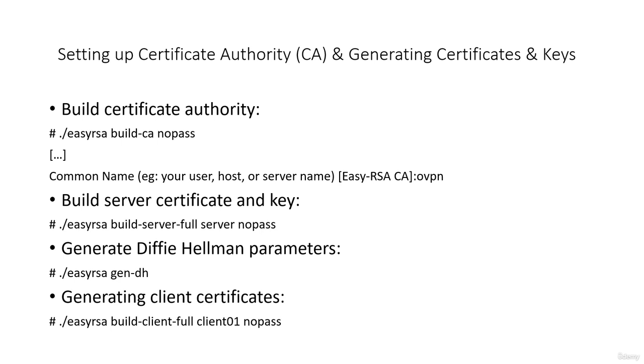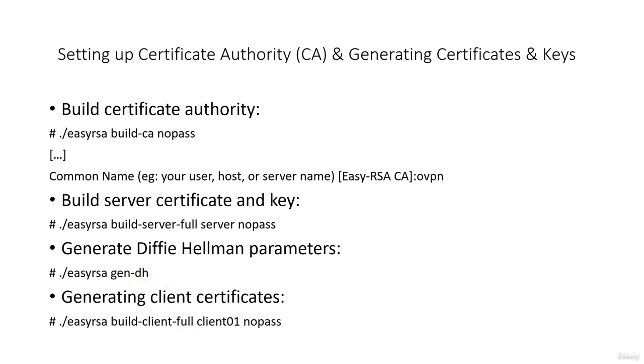Then we need to generate the Diffie-Hellman parameters, which is easy. This line in the command prompt will generate a Diffie-Hellman. And then at the end we need to generate our client certificate, which is this, and this will generate all the client certificates. Make sure you follow all of those in your command prompt. These are the commands that we need to use.